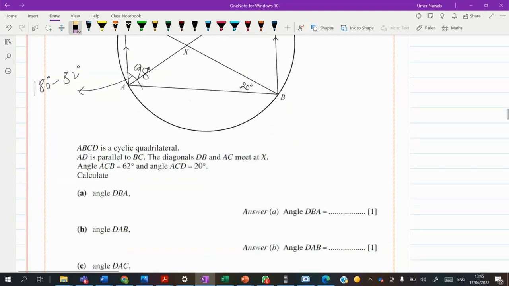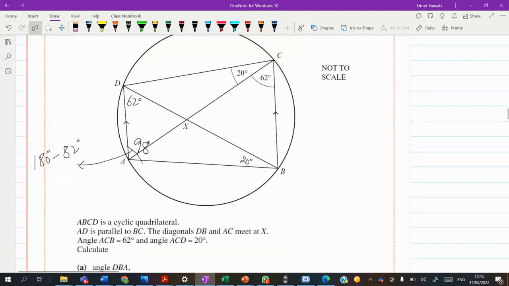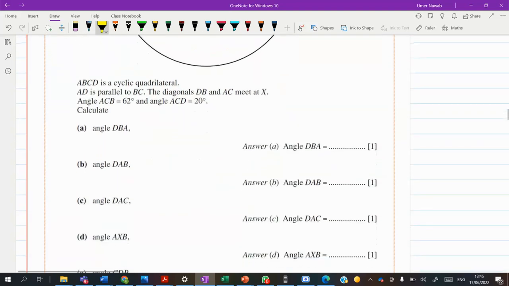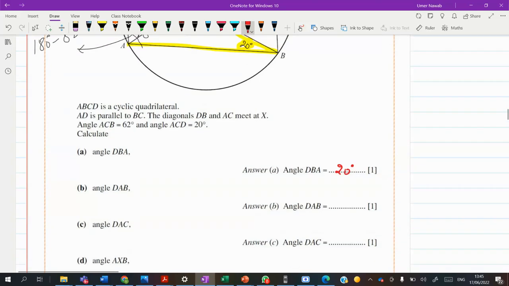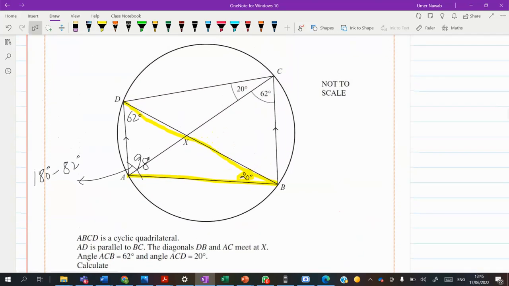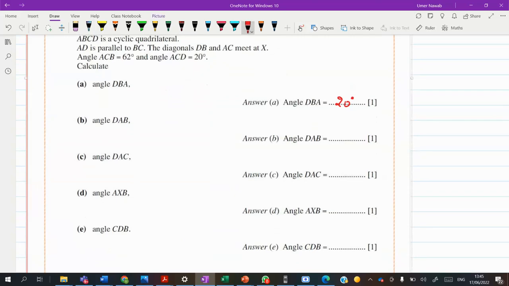I want to find first DBA. Where is DBA? This is DBA. That is 20 degrees, the angle in the same segment. Next, DAB. DAB. That is 98 degrees. We found it. DAB, 98. Cyclic quadrilateral property we used.